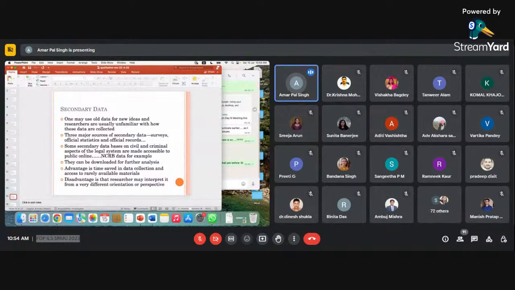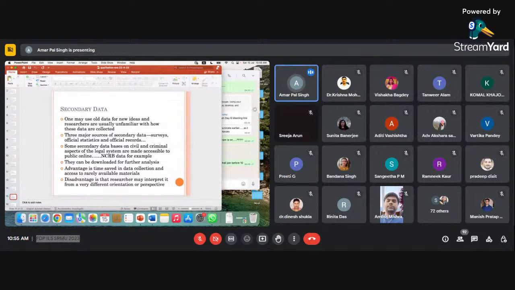There are certain official statistics that a particular unit, say for example a particular police station or a particular court in a certain district, may have, and then obviously the official records as well. If they are available online, you can download them, and thereby you save time.